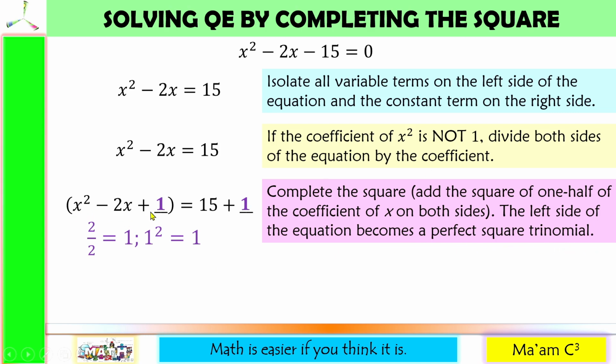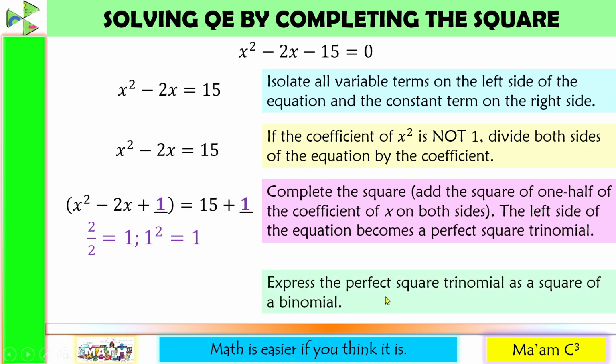So our next step is to express the perfect square trinomial as a square of a binomial. And how do we do that? You take the square root of the first term. The square root of x squared is x. You take the square root of 1. The square root of 1 is 1. Copy the sign of the middle term, that would be negative, and then the quantity is squared.